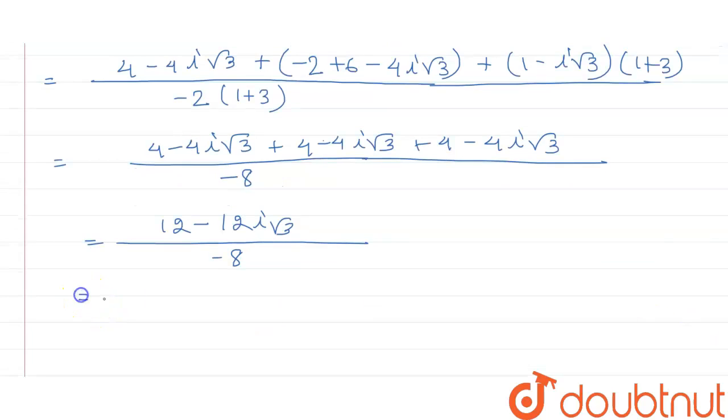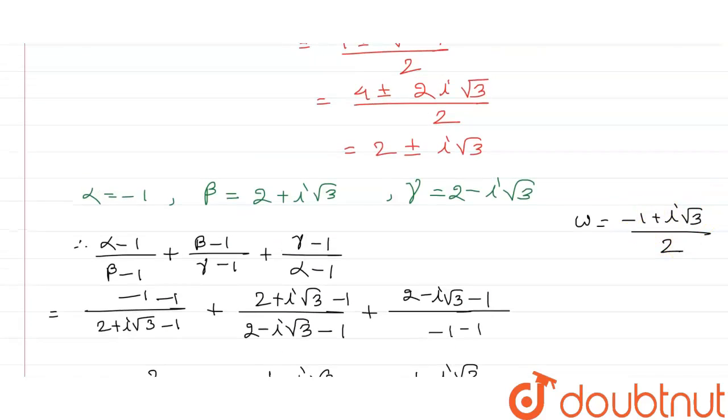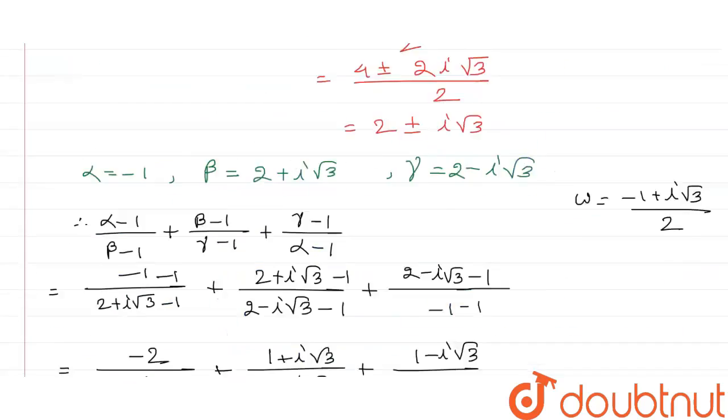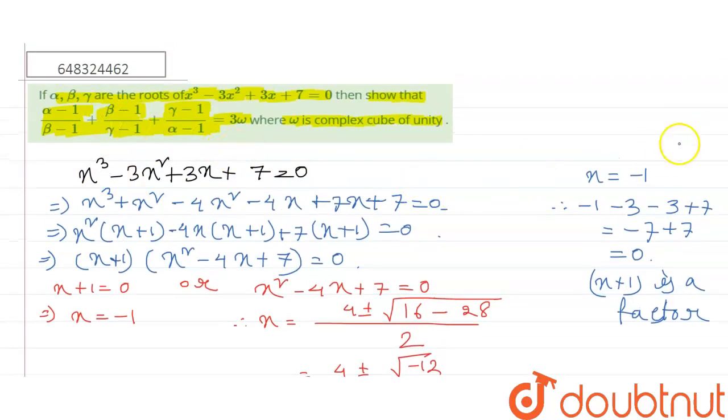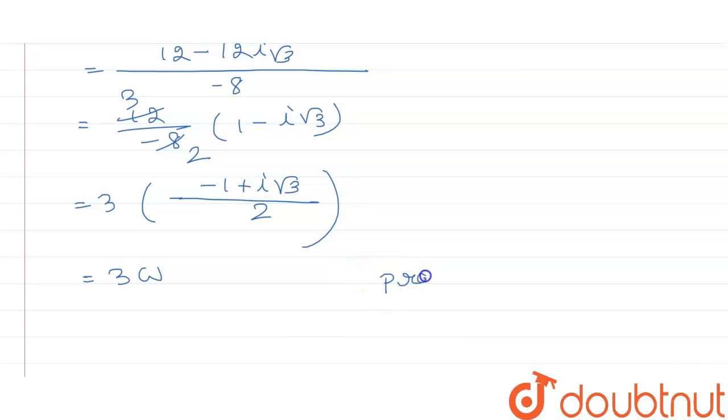So we take 12 common from this: 12 by minus 8 into (1 minus i root 3). So 4 3s are 12, 4 2s are 8. So 3 into (minus 1 plus i root 3) by 2. So minus 1 plus i root 3 by 2 equal to omega. Now we put omega in place of this, so equal to 3 omega. In this problem we had to show this equal to 3 omega, so finally we get this expression equal to 3 omega. So this is proved.